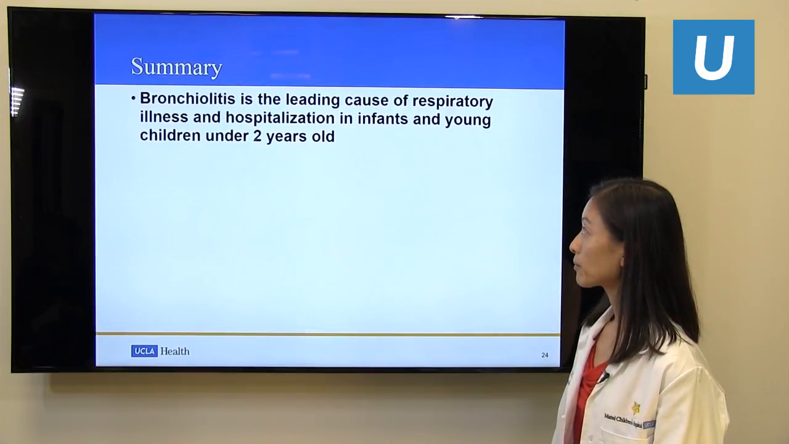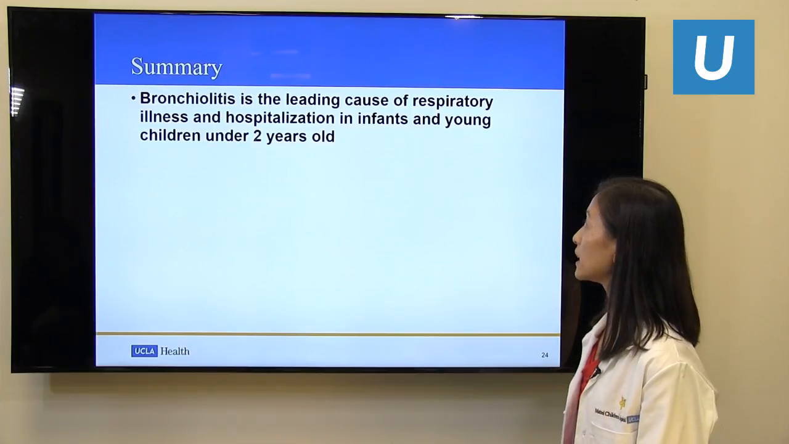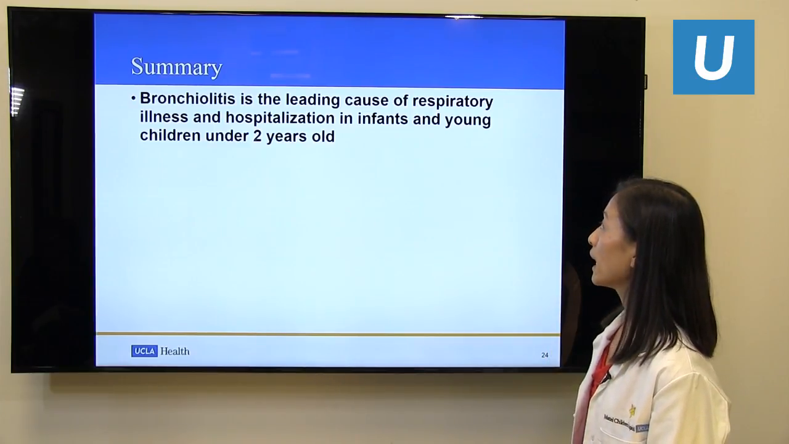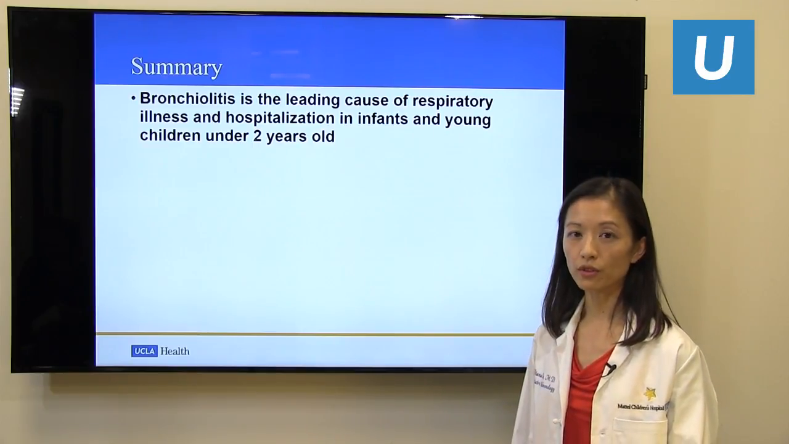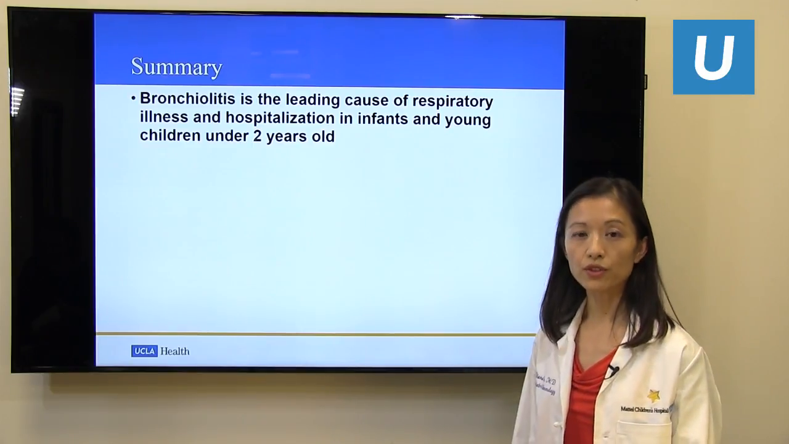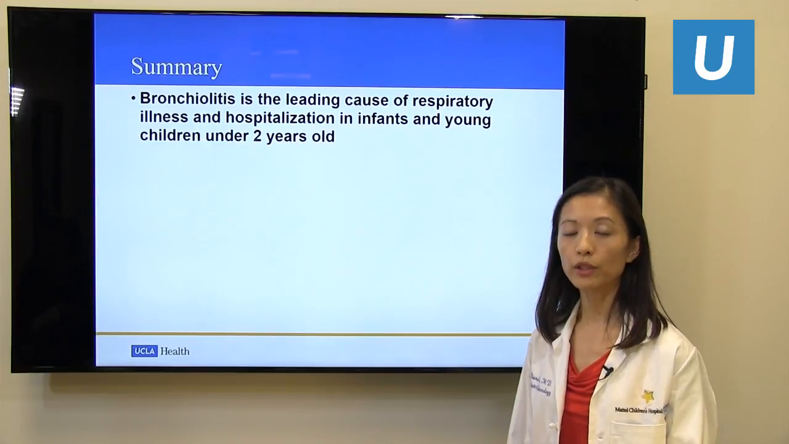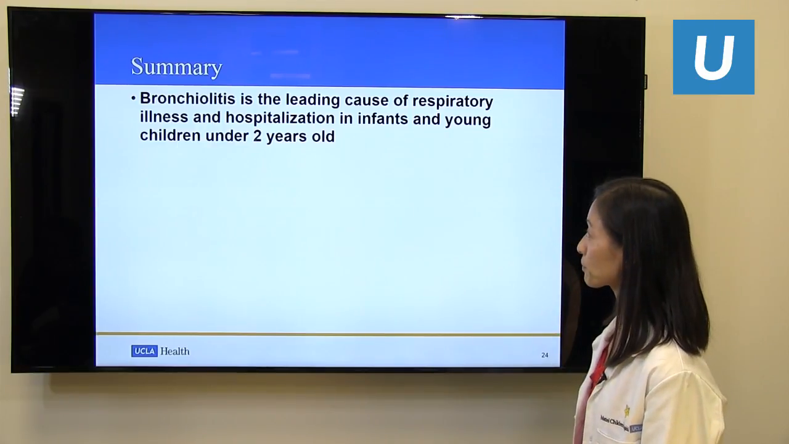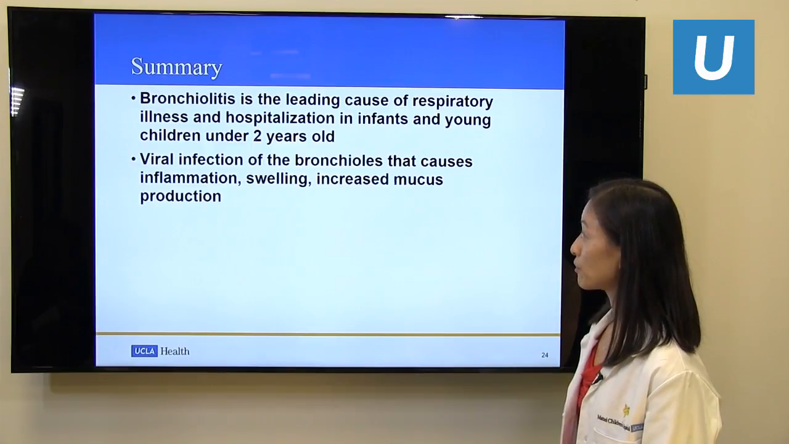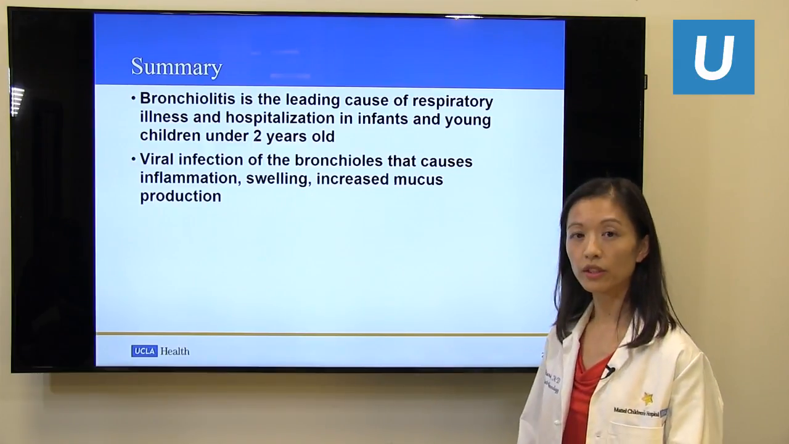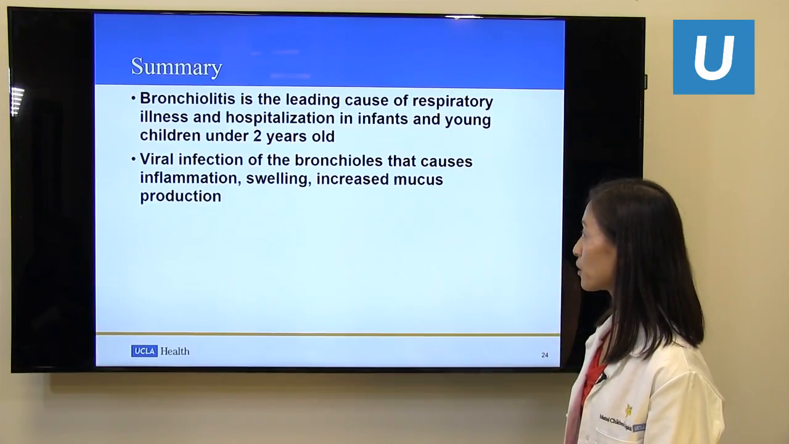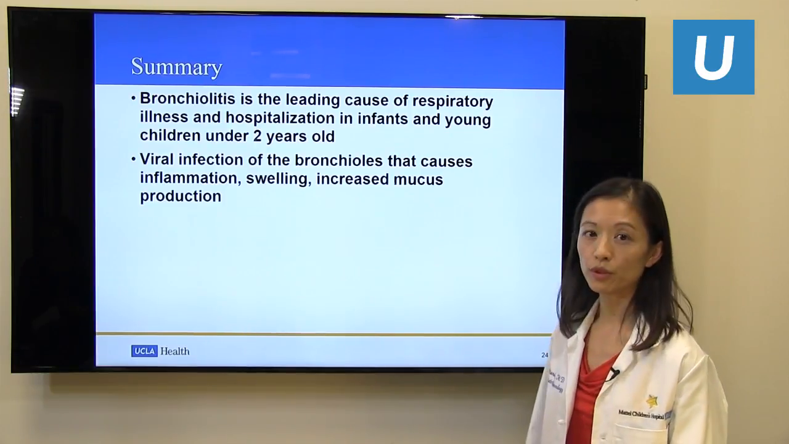In summary, bronchiolitis is the leading cause of acute respiratory illness and hospitalizations in infants and young children under the age of 2 years old. Now, there are far more visits to the outpatient clinics for bronchiolitis, but you can imagine the impact it has on medical care. Bronchiolitis is a viral infection of the bronchioles, which is the small airways that we saw pictures of earlier, and it causes inflammation, swelling, and increased mucus production.